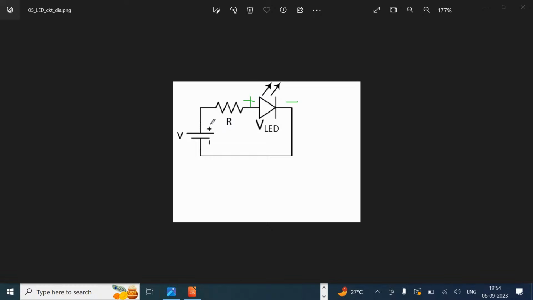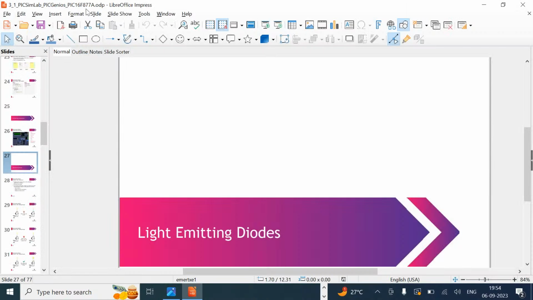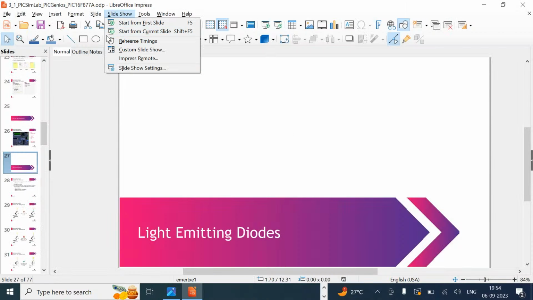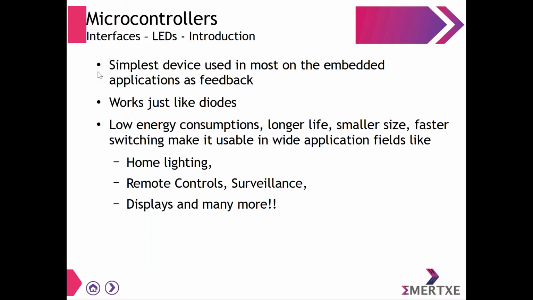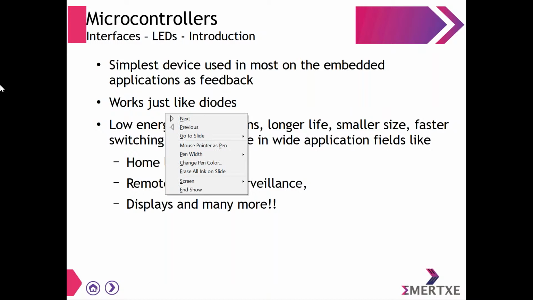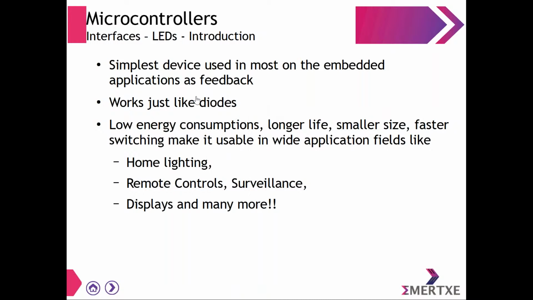Okay. Now let's discuss the same thing in the slides. Fine. Now, if you see my slides, these are the slides regarding the LEDs. What these slides are saying is that the LED is nothing but the simplest device used in most embedded systems as a feedback. Mostly we use the LED as a feedback device, and it works exactly like a diode, right?